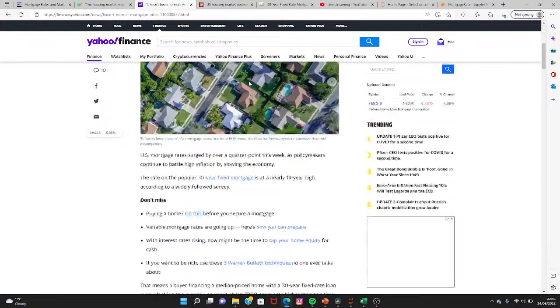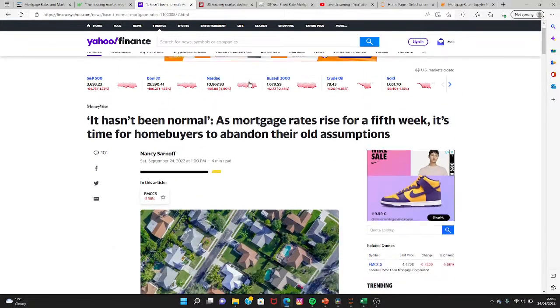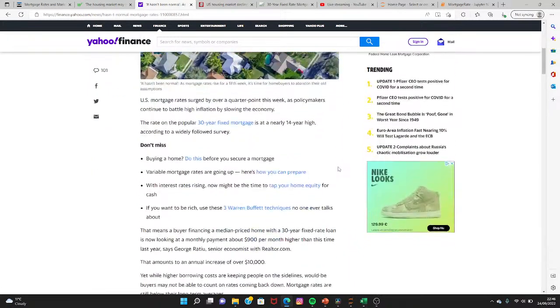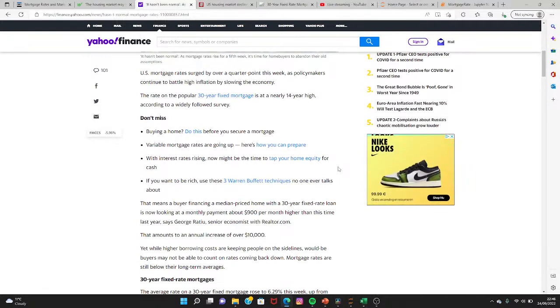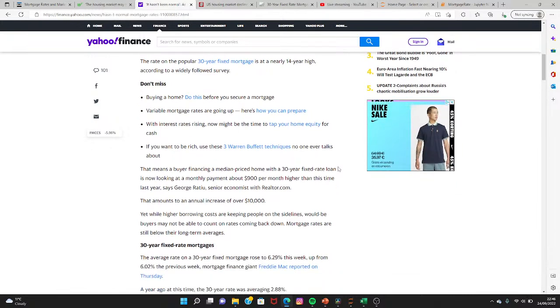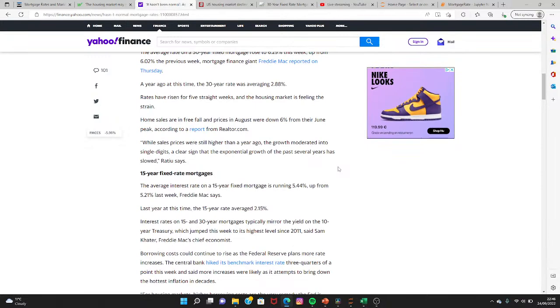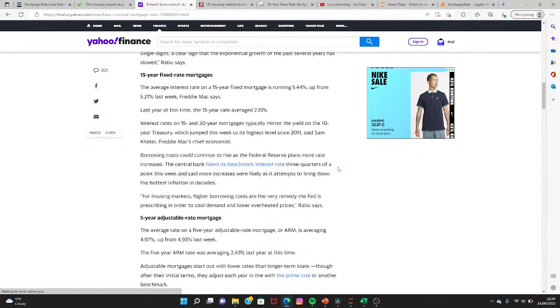Yeah, I was also going through a news item on Yahoo Finance on mortgage rates, which reports that the mortgage rate has risen for the fifth week, and it's time for home buyers to abandon their old assumptions. Especially those who have gone for variable rates will be struggling with paying a high mortgage. But the ones who went for fixed rates in the US would be quite happy, because they don't have to pay the higher interest because of the change in the mortgage rate.